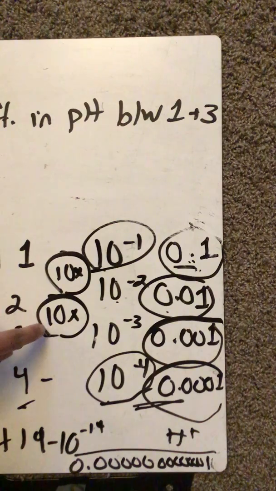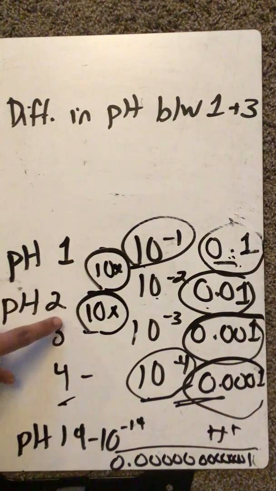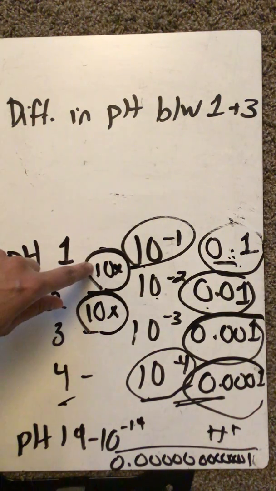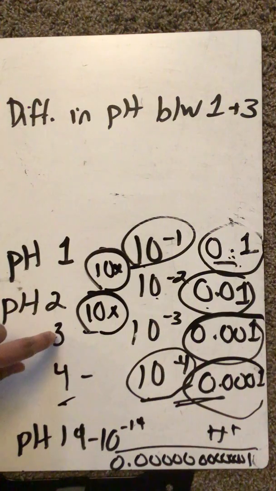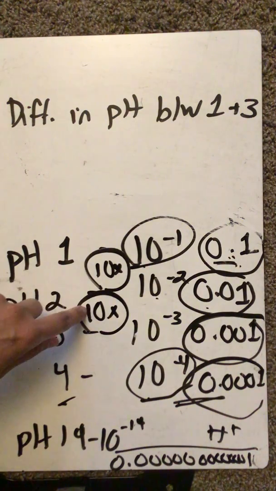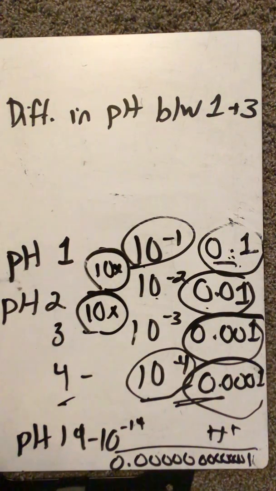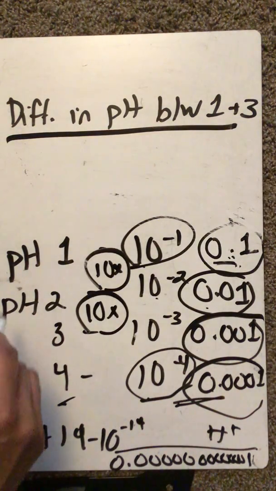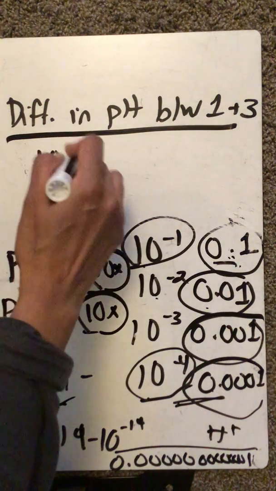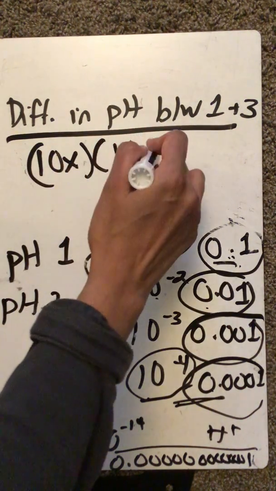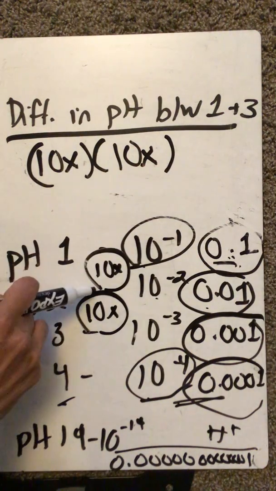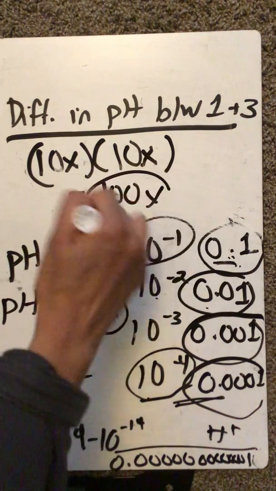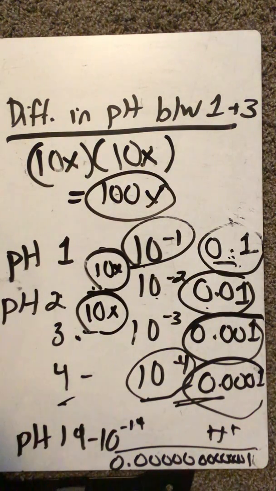So as we decrease pH from 2 to 1, it's an increase of 10 times more. If we decrease the pH from 3 to 2, that's 10 times more. So if you're looking at a question like, what's the difference in pH between 1 and 3, well, between 1 and 2 is 10 times, and between 2 and 3 is 10 times. So what's 10 times 10? 100 times difference between pH 1 and 3.